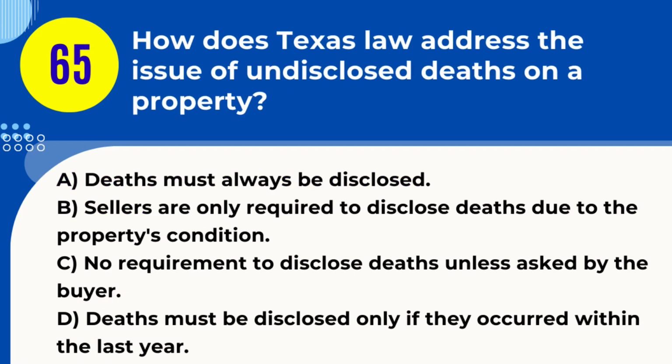Question 65. How does Texas law address the issue of undisclosed deaths on a property? A. Deaths must always be disclosed. B. Sellers are only required to disclose deaths due to the property's condition. C. No requirement to disclose deaths unless asked by the buyer. D. Deaths must be disclosed only if they occurred within the last year. Answer. B. Sellers are only required to disclose deaths due to the property's condition. Explanation. In Texas, sellers are not required to disclose deaths that occurred on the property unless the death was related to the condition of the property, such as a structural issue that caused the death.